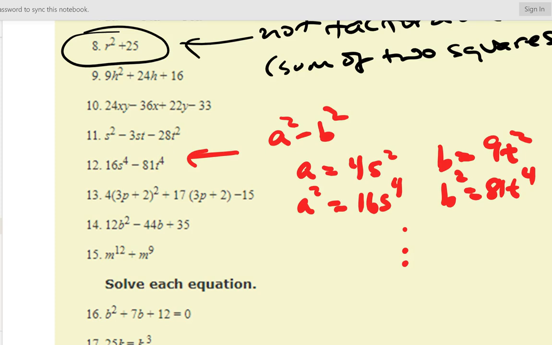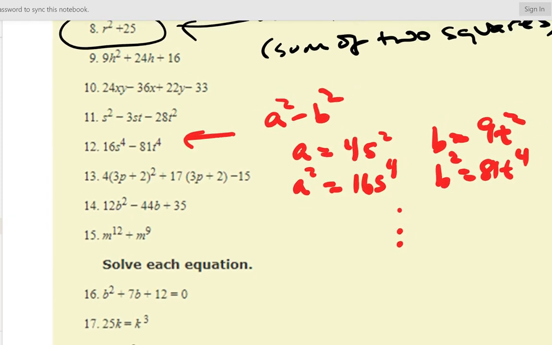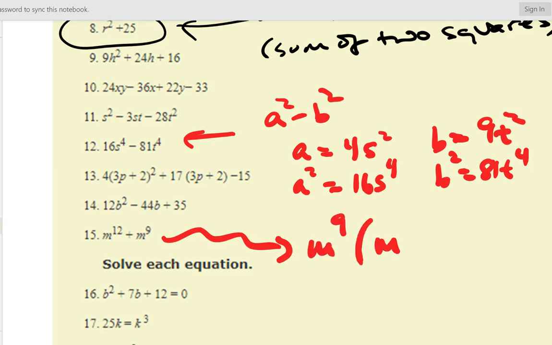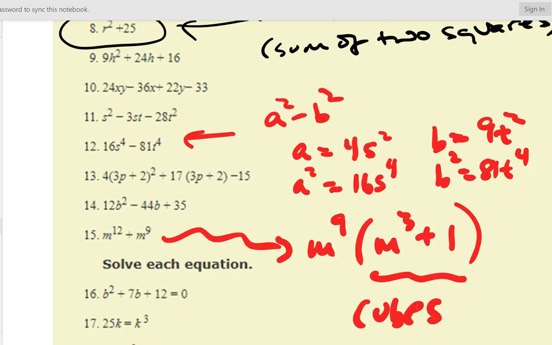Now, number 15 is interesting too. With number 15, you should probably pull out an m to the 9th power, and you'd be left with m to the 3rd plus 1. And now this is the sum of two cubes, and then you use one of those formulas that we just looked at. Okay, so that's a very good problem as well.